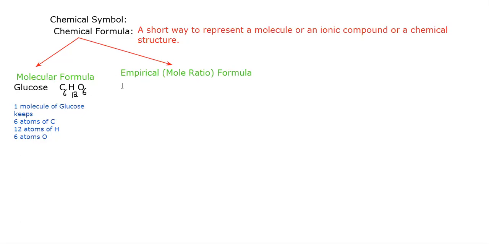Now, what is the empirical formula of glucose? The empirical formula of glucose is CH2O. Now, C1H2 and O1. What does it mean? It is just showing the simplest ratio, or the mole ratio, of the molecular formula. How can we obtain the empirical formula? There are a few steps that you need to understand.